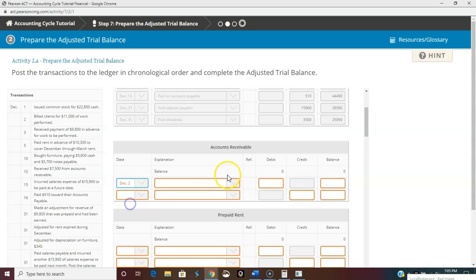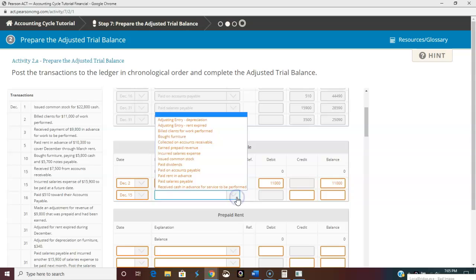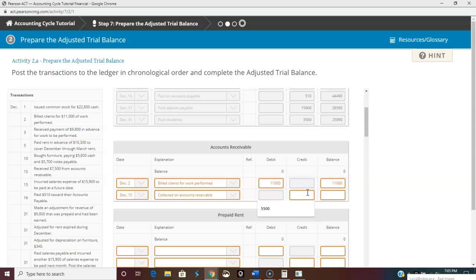Okay. Accounts receivable. We billed clients here for work performed. So the date was the 2nd. Billed clients for work performed, 11,000. No, it's just 11,000. The balance is then 11,000. So on the 15th, we received that somewhere in here. Billed, we didn't collect it on accounts receivable, the 11,000. So the balance should be 0.